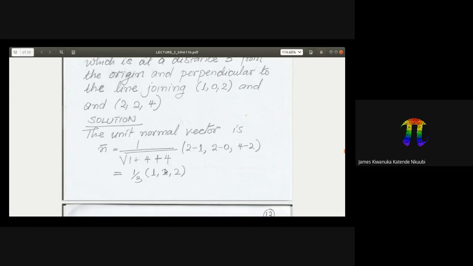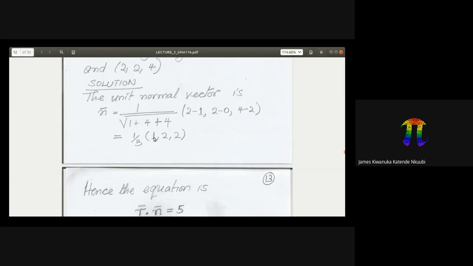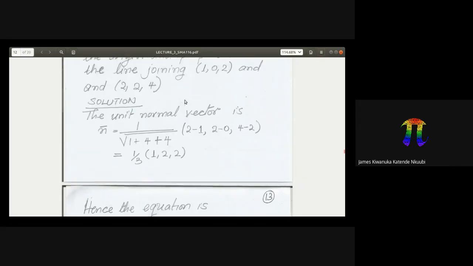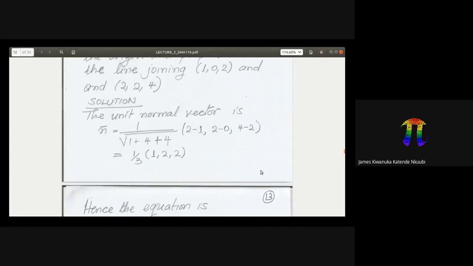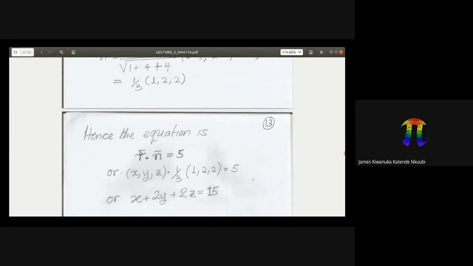Once you obtain the unit normal, then you can find the equation of the plane, because any point on the plane dotted with this should be equal to the distance from the origin to the plane. The distance from the origin to the plane is given as 5. So pick any point on the plane, take the dot product of its position vector with the unit normal, and you get 5. So r dot n will be equal to 5.